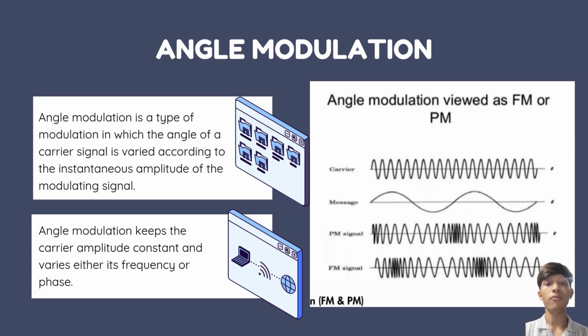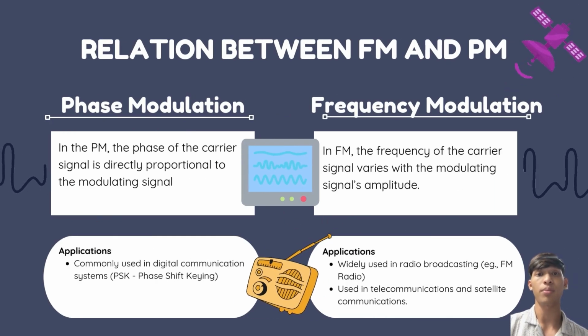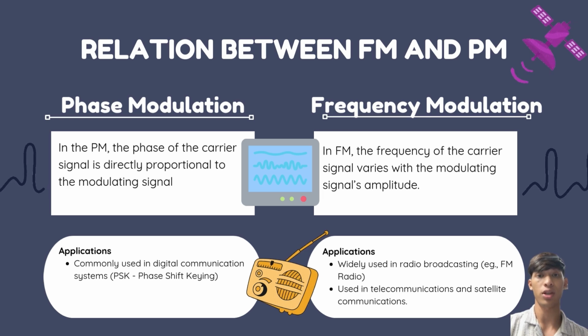Angle modulation is a type of modulation in which the angle of the carrier signal is varied according to the instantaneous amplitude of the modulating signal. Unlike amplitude modulation, in which the amplitude of the carrier wave changes, angle modulation keeps the carrier amplitude constant and varies its frequency or phase. As mentioned earlier, there are two types of angle modulation, which are phase modulation and frequency modulation.